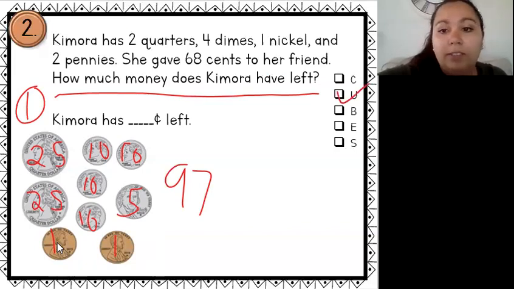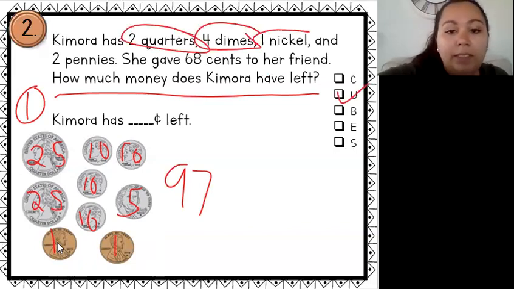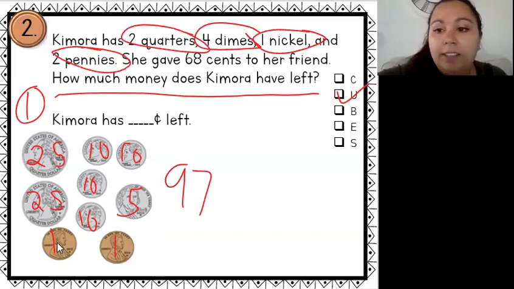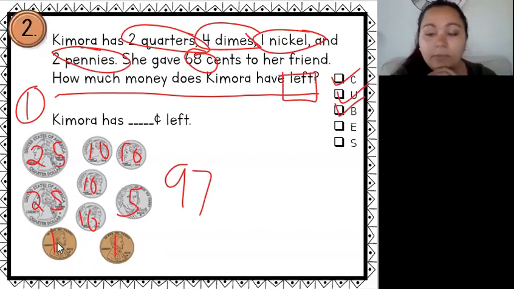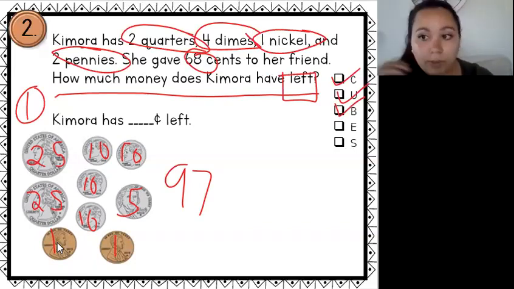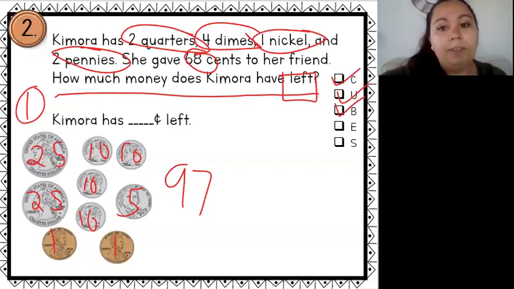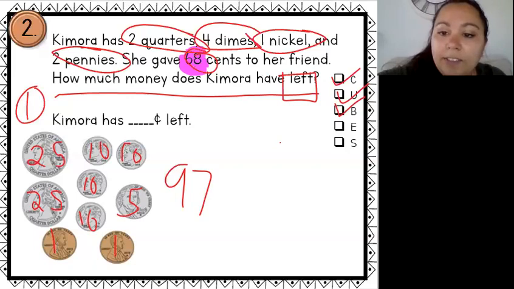She has her dimes, nickels, pennies, 68 have left. That's the really important one, okay? So we're not going to stop there at 97. Now we're going to take away that 68. Remember that 68 from before here? Let's take that away. So 97 minus 68.